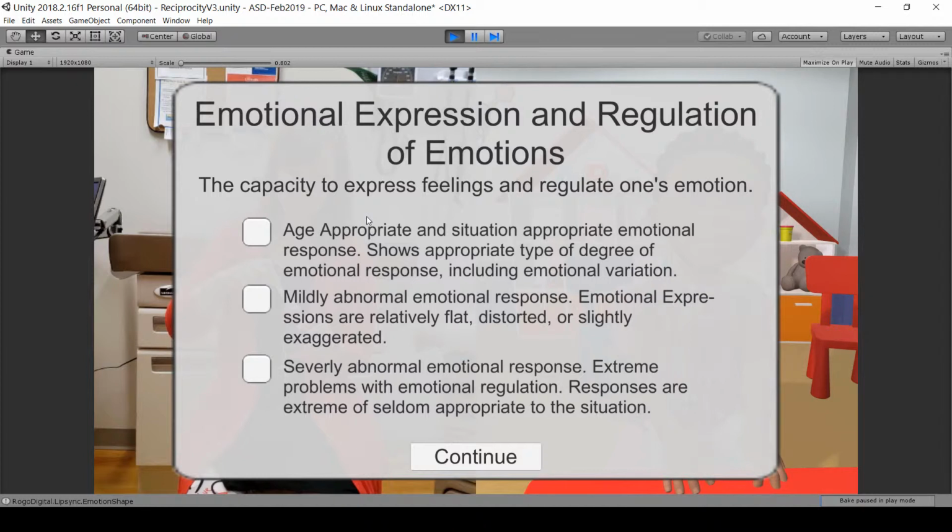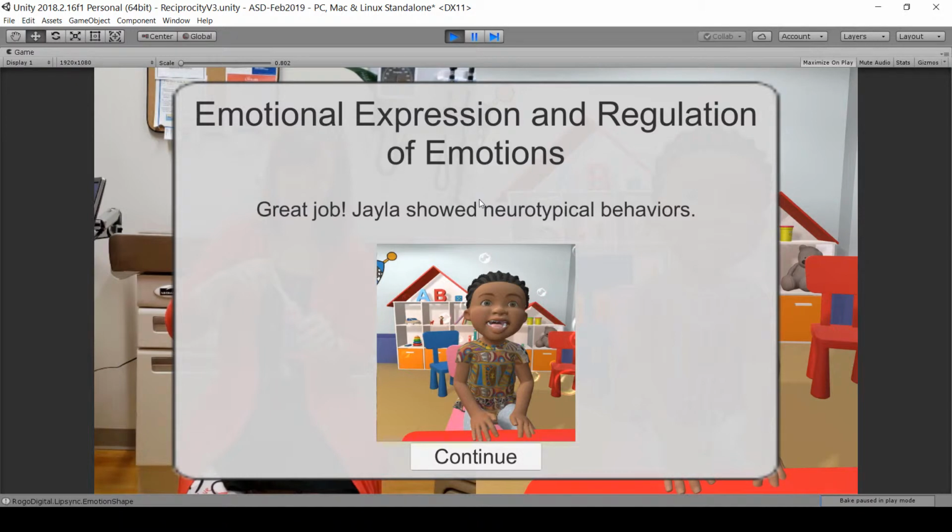After watching the interaction, there are going to be some questions based on a child's behavior. In this one, it's an emotional expression. As you can see here, the first one is age-appropriate, the second one is mildly abnormal, and the third one is severely abnormal. For a neurotypical child, the right answer would be the first one. We can choose that, and afterward you get feedback based on the answer. Great job, Jayla showed neurotypical behaviors. There is also a screenshot of Jayla's excitement during the interaction.